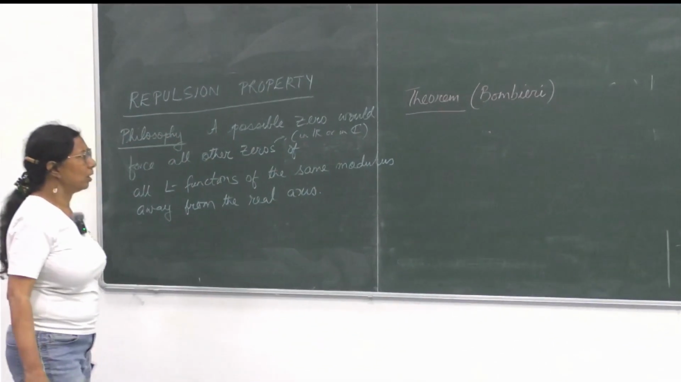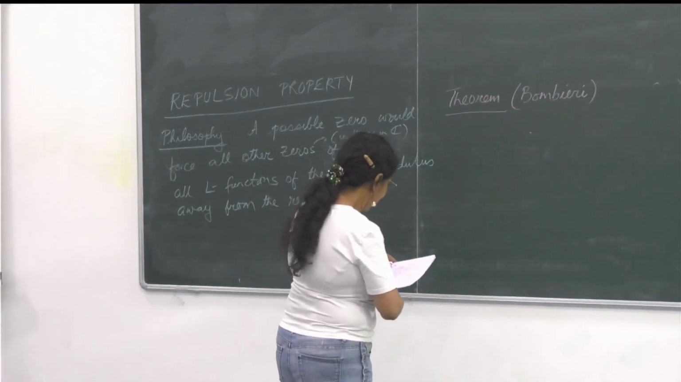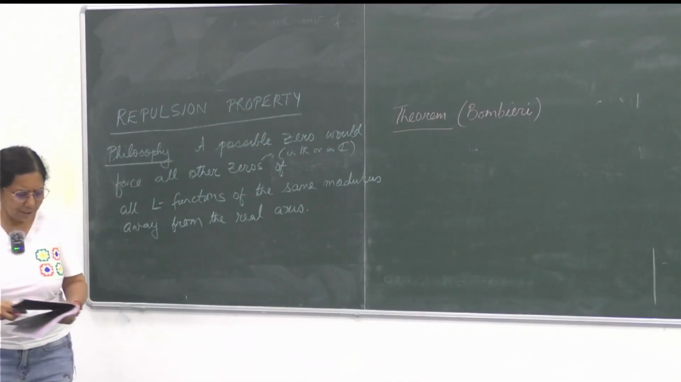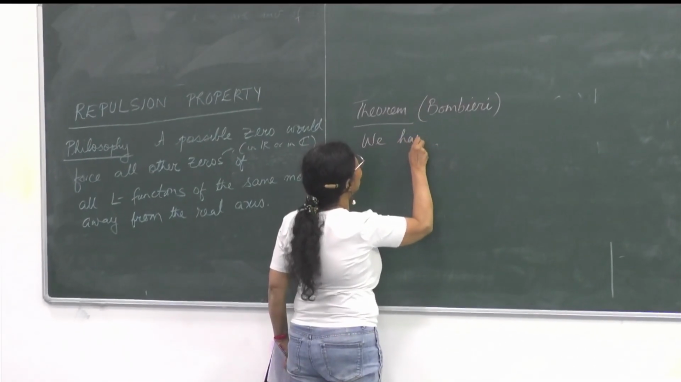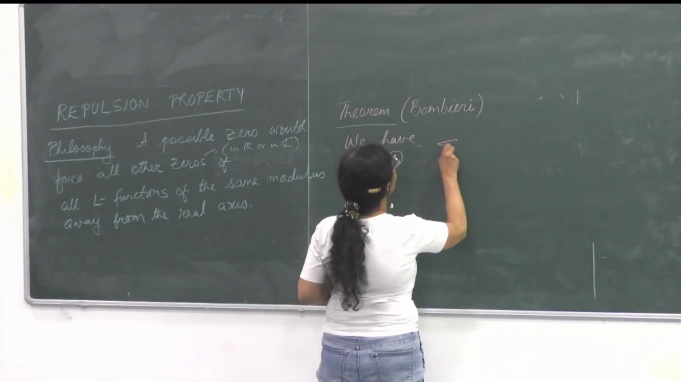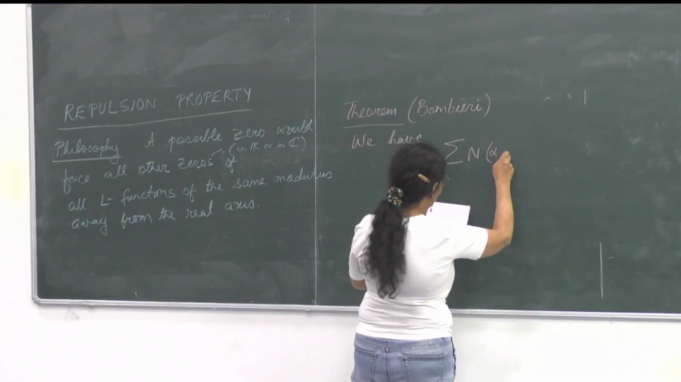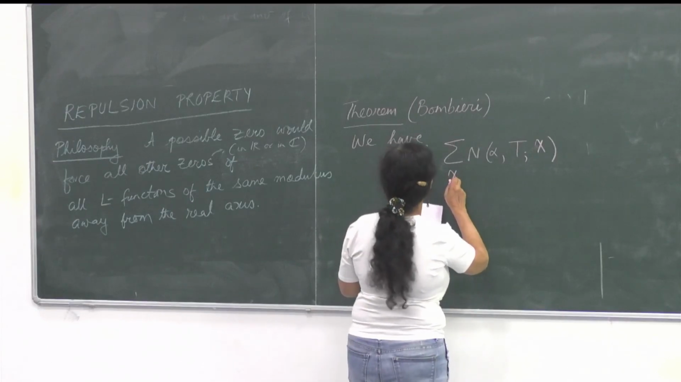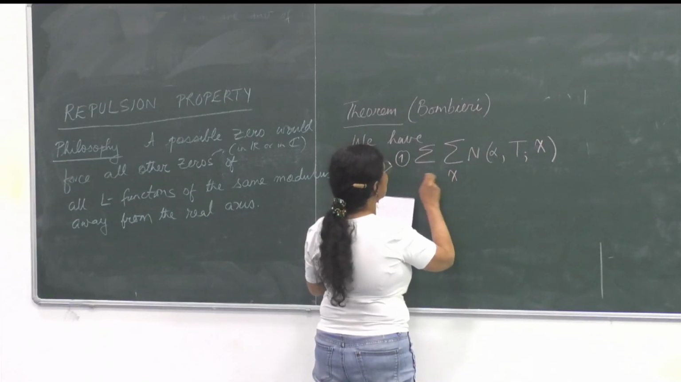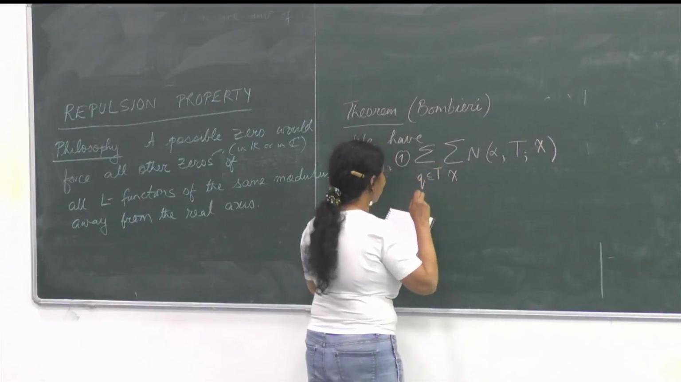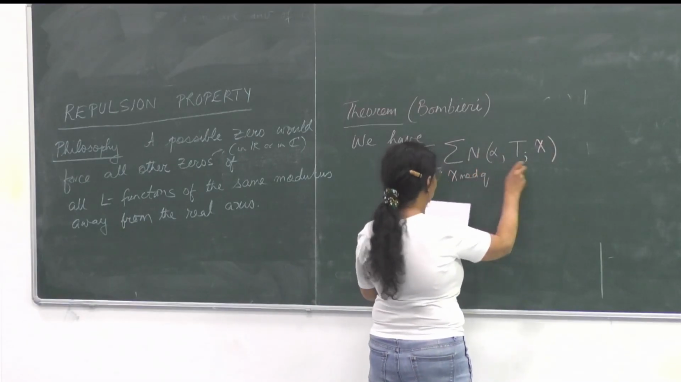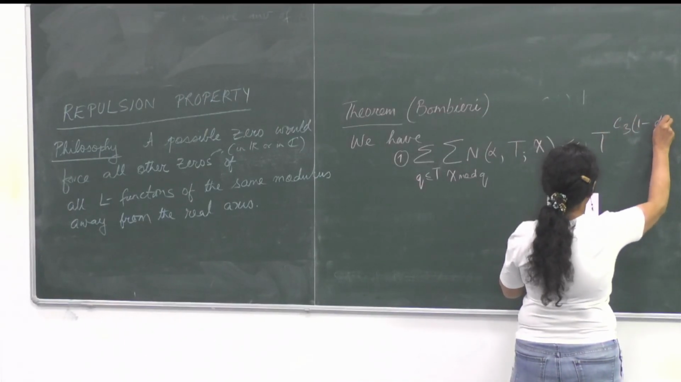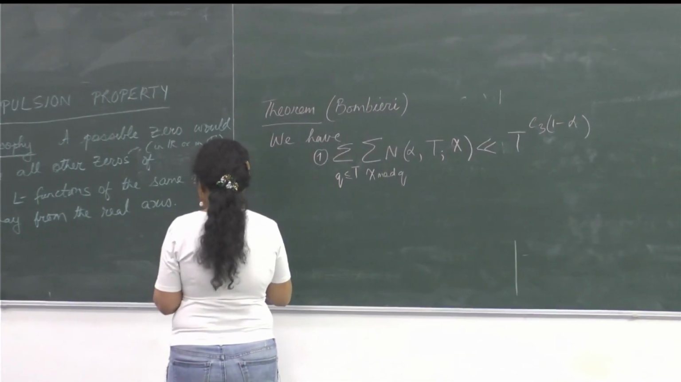This estimates two things. We have property one: the sum of N(alpha, T, chi), over chi modulo q, with the sum over some q bounded by a certain capital T, is less than T^(C3(1-alpha)). And I will just now tell you what these things mean.